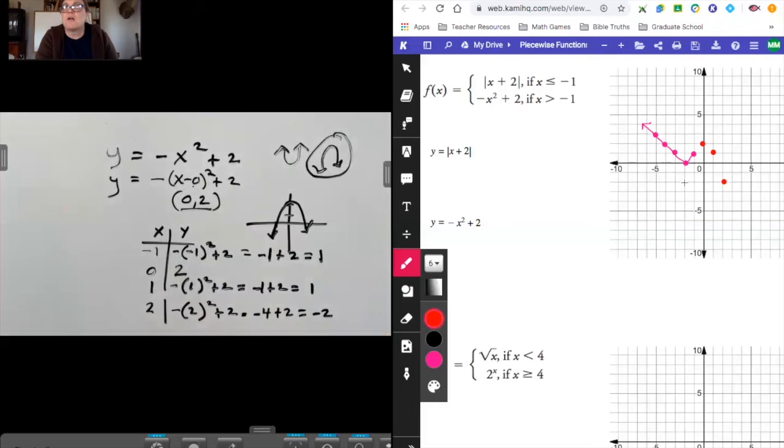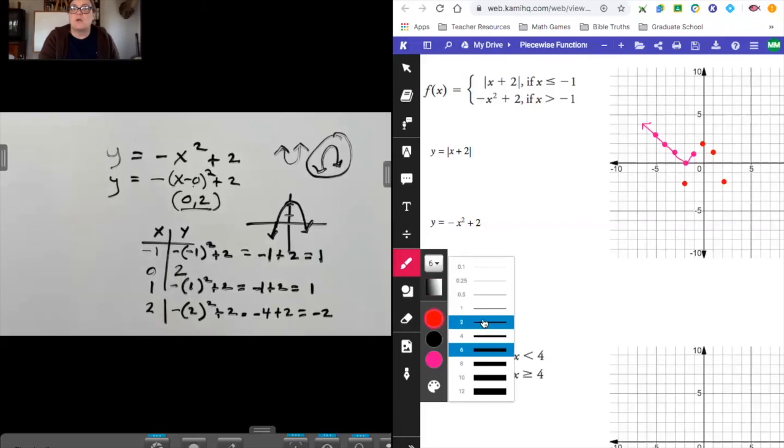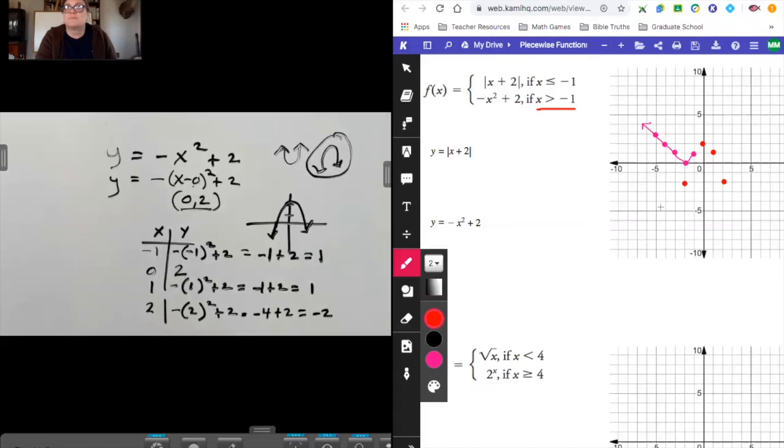I know there is another one on this side. I can see the U shape. I'm going to take a look at the condition to find out where this exists. It says that the parabola exists when x is greater than -1. It exists when it's greater than -1.